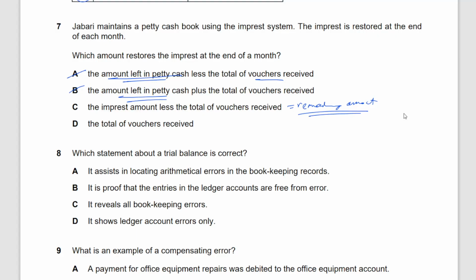Why would you refill the remaining amount? For example, your imprest amount is 100 and the vouchers received was worth 70. That means 70 was spent. The remaining is 30. Why would we refill 30 more? We don't need to refill 30 extra. It will make it 60. It does not make sense.